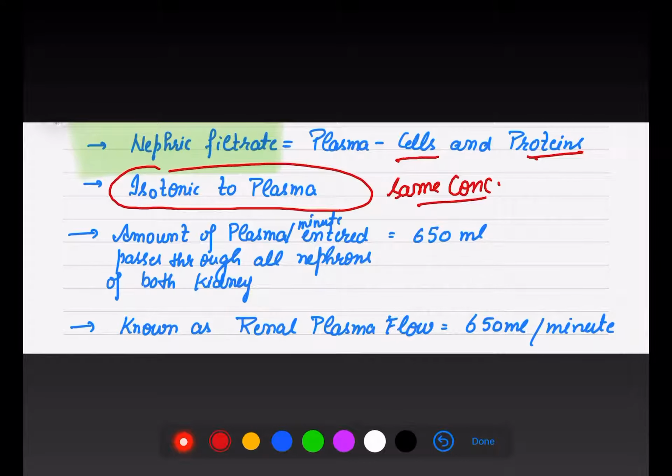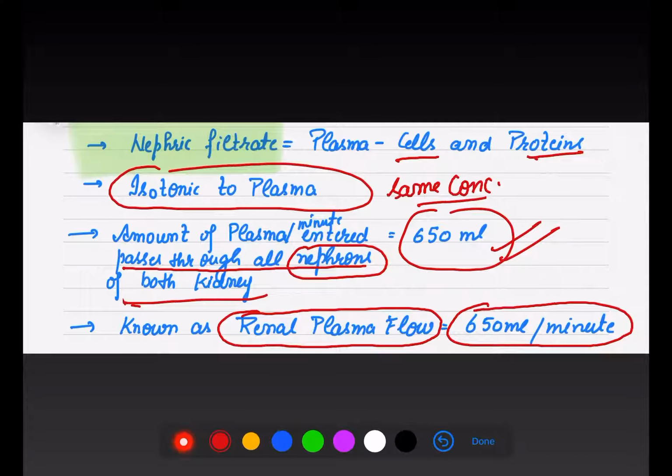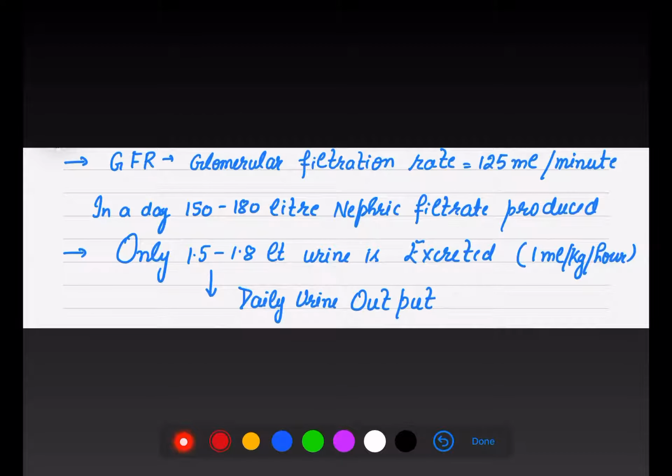Amount of plasma, or I will say the nephric filtrate, per minute entered or passed through all the nephrons of both the kidneys is 650 ml. Again listen to me. Amount of nephric filtrate or plasma per minute entered, it passes through all the nephrons of both the kidneys. How much amount of plasma? 650, and this is known as renal plasma flow. This means 650 ml per minute this plasma travels in all the nephrons, in both the kidneys, for filtration, right, because from this our reabsorption and urine formation is going to happen. So what is its rate? 650 ml per minute.